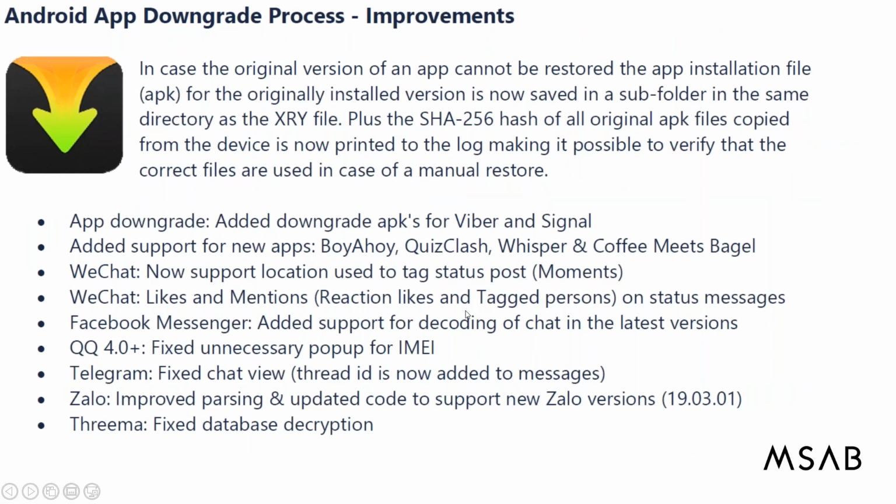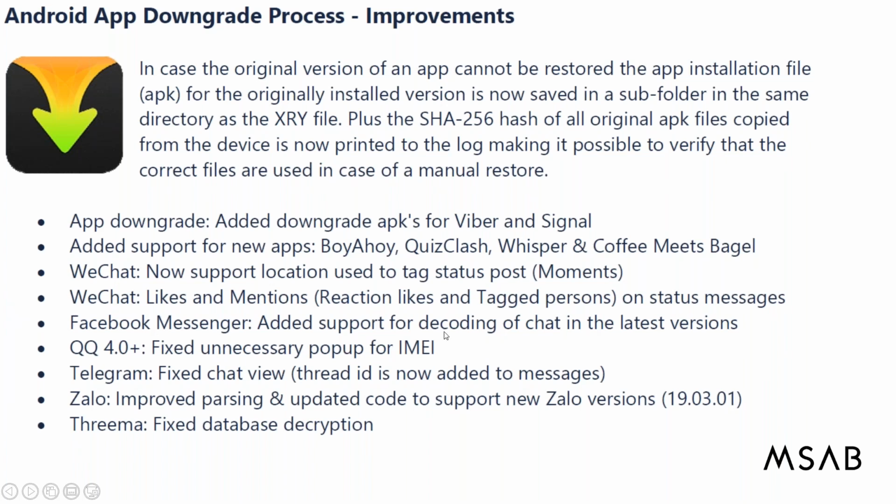So this slide I have up on my screen now tells you that we do store that APK in a subfolder in the directory as the XRY file. So a little bit of assurance, just a reminder there. And then there's a few more notes on what we've improved with the app downgrade process. All of these slides are in the release notes. The release notes for XRY version 8 are found on the customer portal right under the download link.